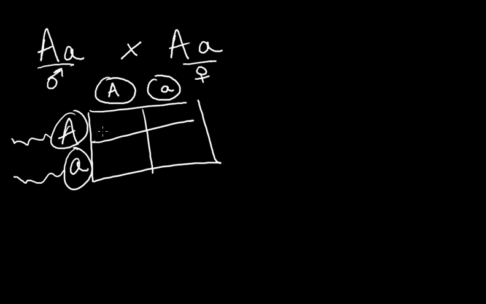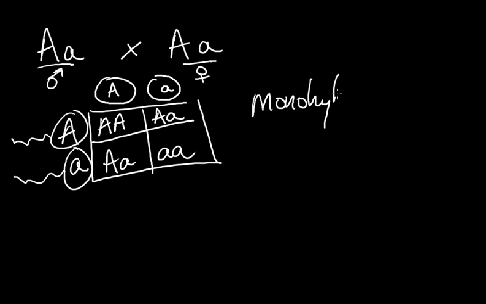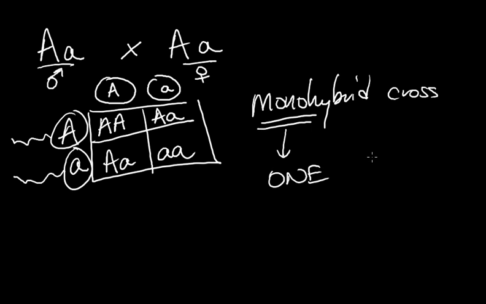And so what we're doing here in each square is putting in the result of fertilization. If this sperm and this egg came together, we'd have an individual for this single gene that would be homozygous, or heterozygous, or homozygous recessive. And so that's really what a Punnett square represents. But this is really a mono-hybrid cross. Mono meaning one. Okay?